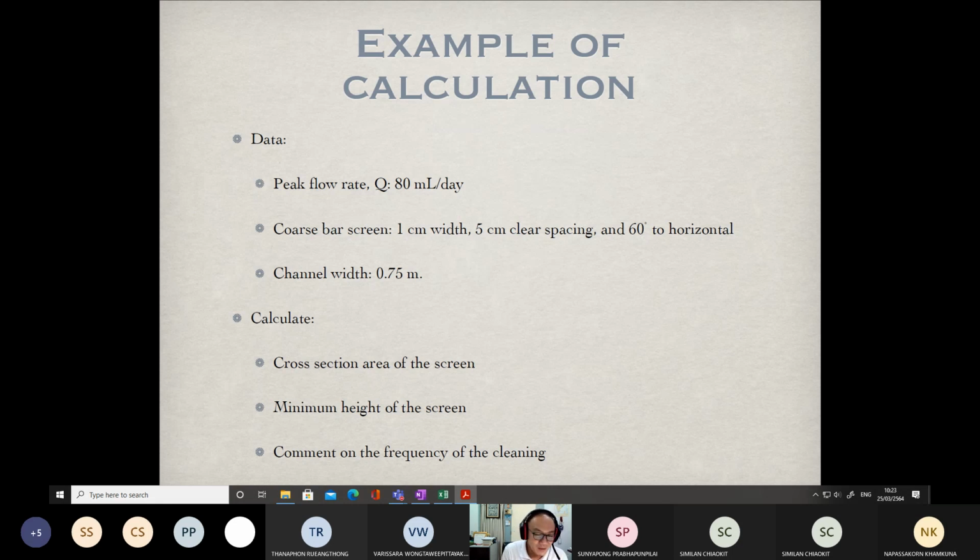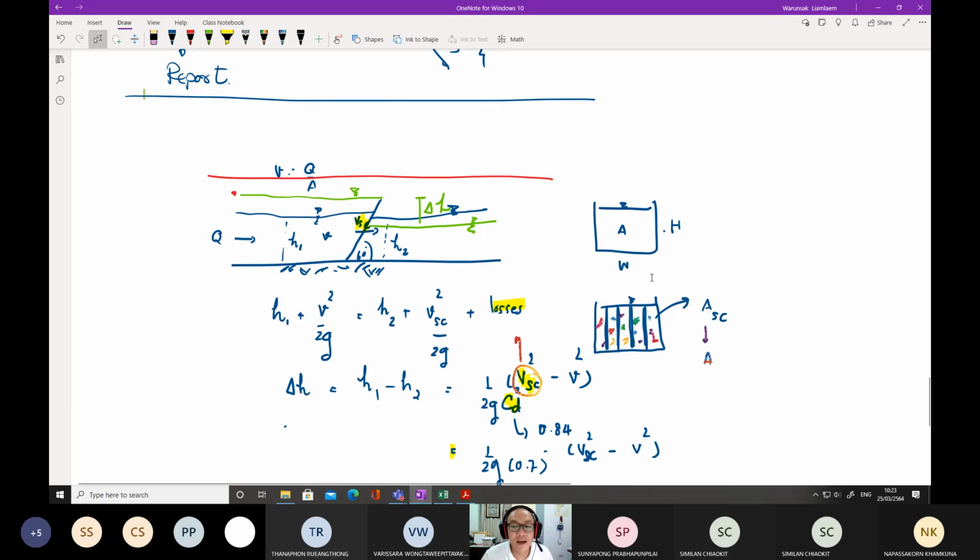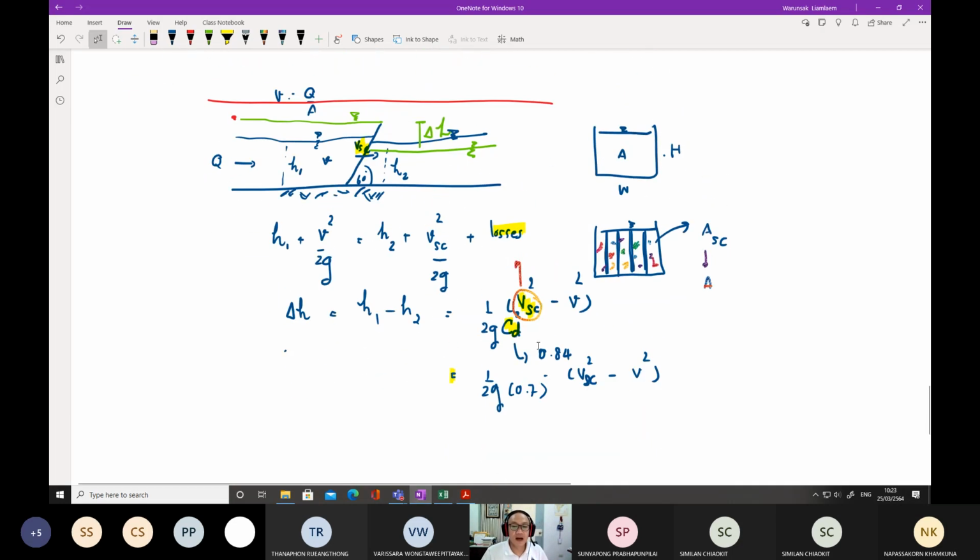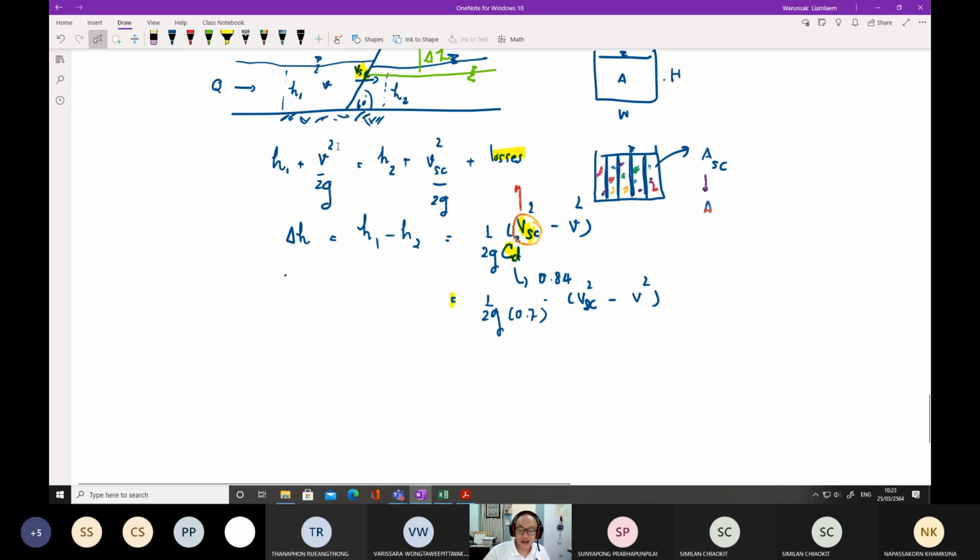So how do we begin with the cross-sectional area of the screens determination and the minimum size of the screens determination? Question number 1 and question number 2. How should we begin solving this? Cross-sectional areas of the screens. First of all, you have to think about how the screens look like.